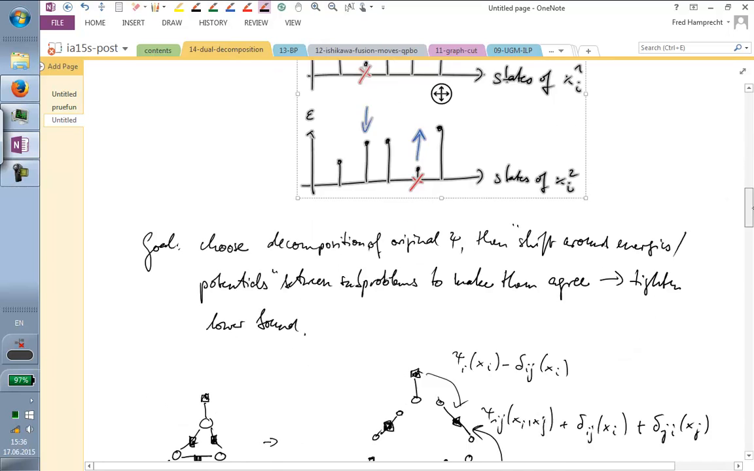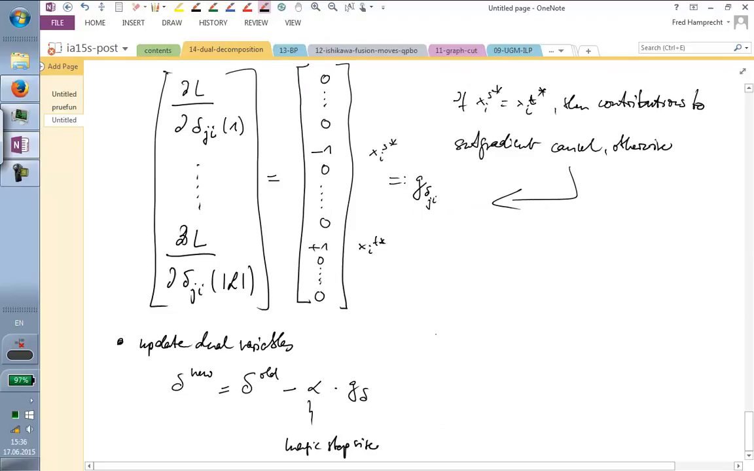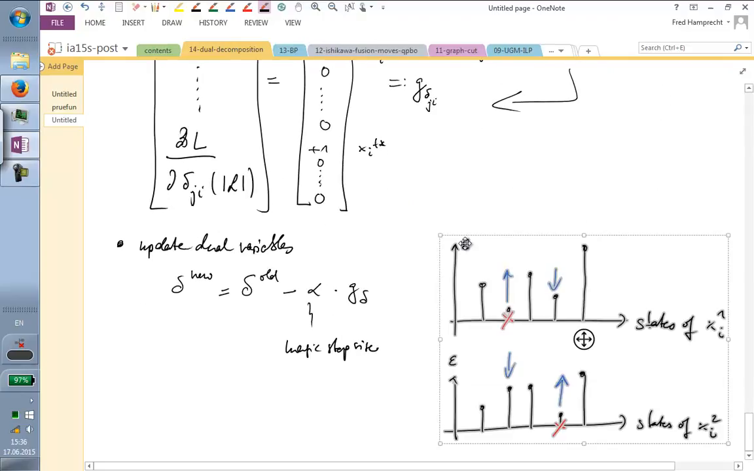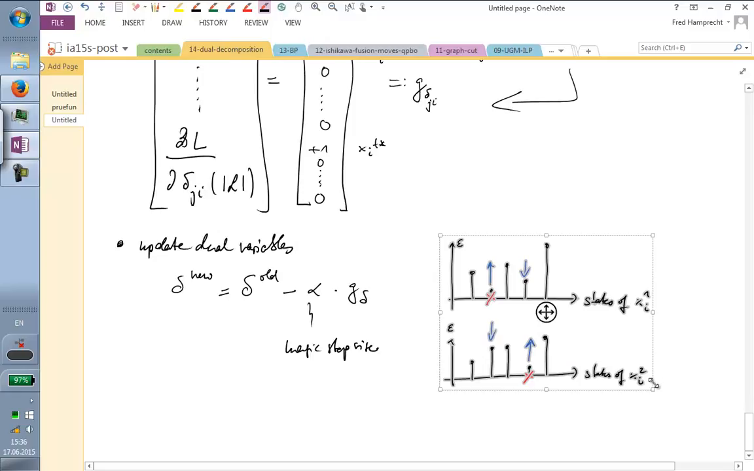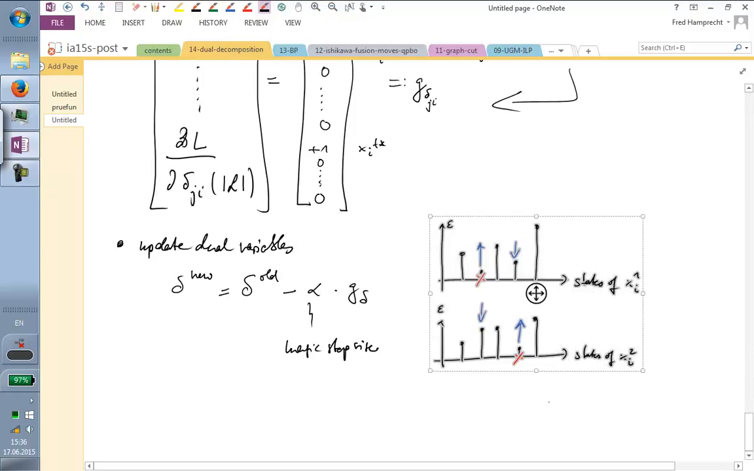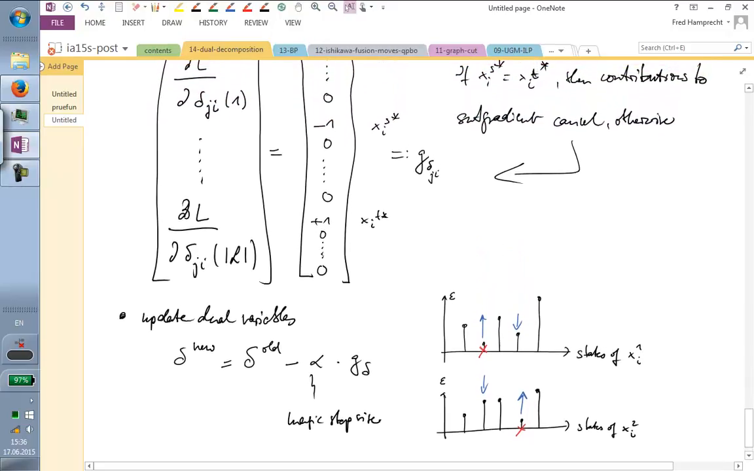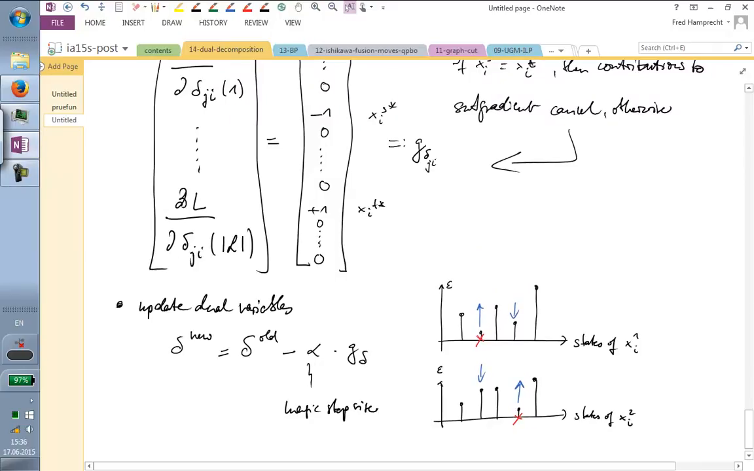The picture that I've been drawing here is a graphical depiction of what's happening in this update step. So I had a disagreement between my optimum labelings, and then I made the one potential smaller and the other potential larger. So now I have changed my decomposition, my graphical models have changed. And now that they have changed, I can resolve for the optimum labelings.